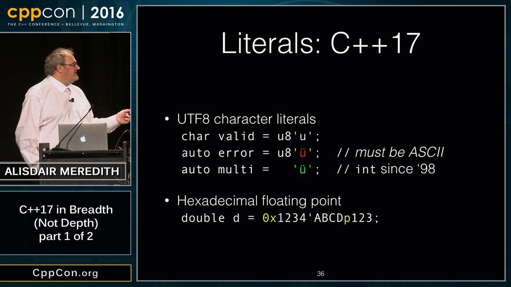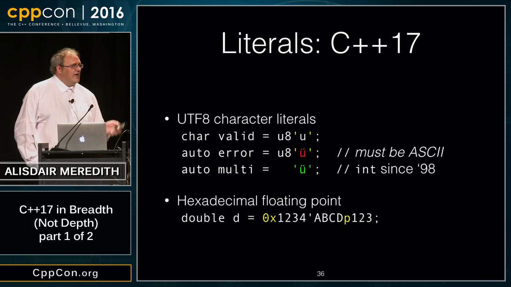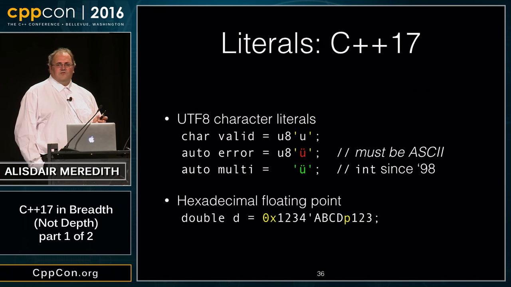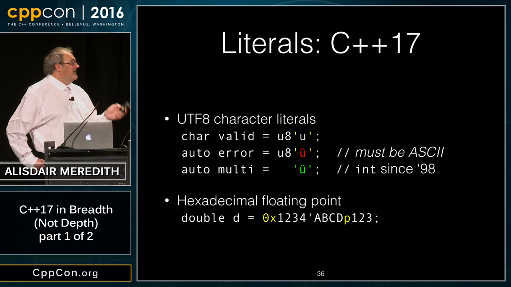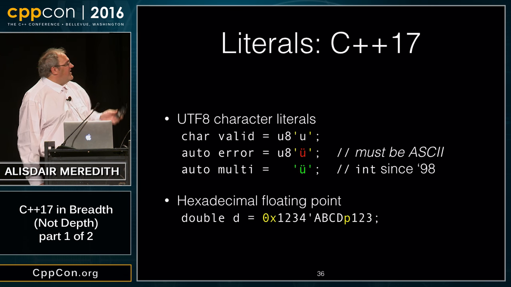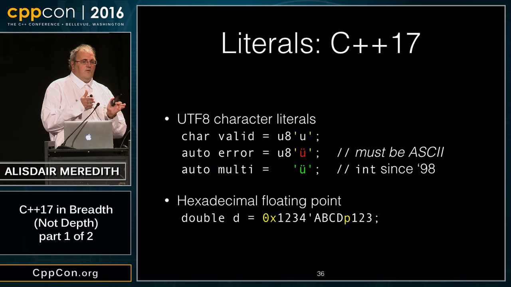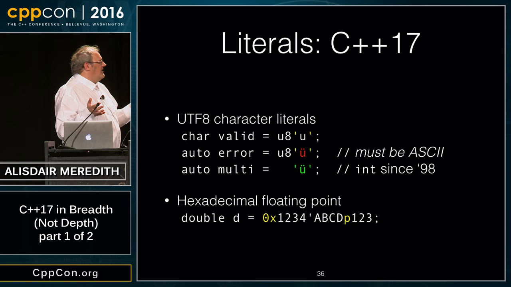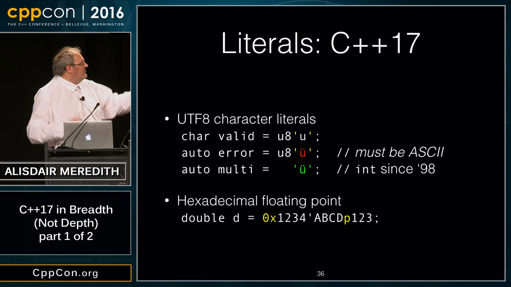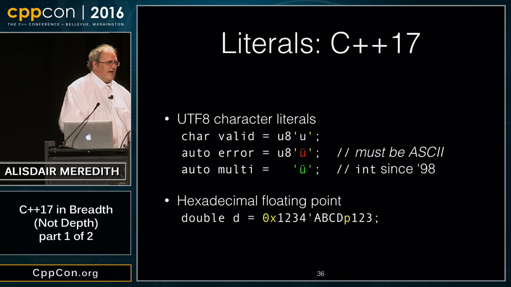So for C++17, in the world of literals, we added UTF-8 character literals. I'll admit, I'm not sold on the utility of this feature, but it really cleans up how we specify things in the standard. As far as I can tell, a UTF-8 literal must be ASCII because anything that's above 127 doesn't fit within a single char, and we can't have multi-character UTF-8 literals as we could with a regular char type that promote to int because it's actually an error in the language. It will diagnose it as an error.